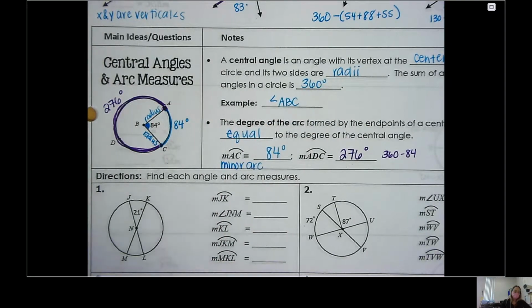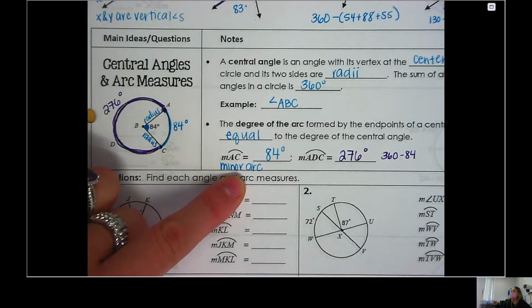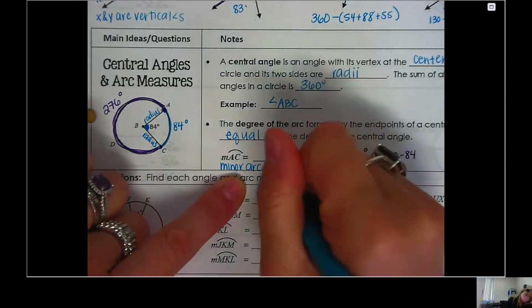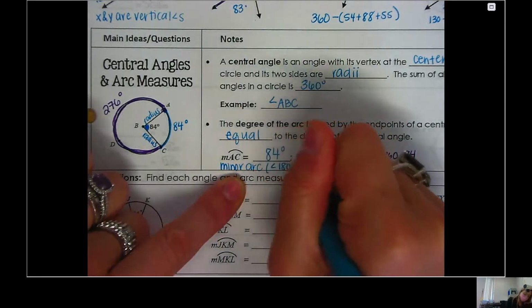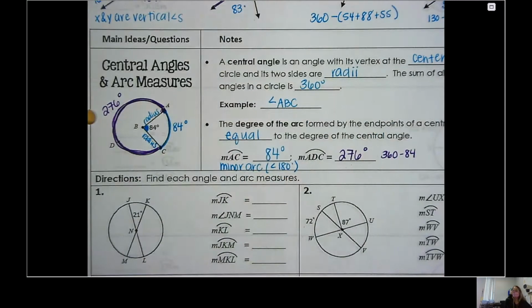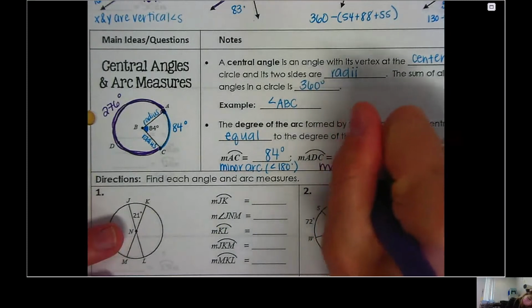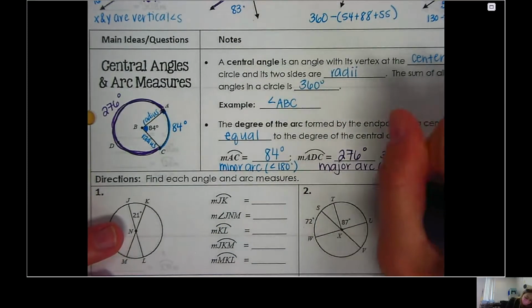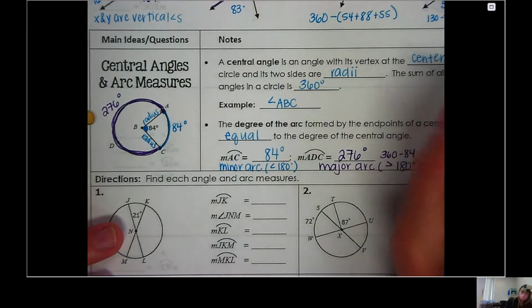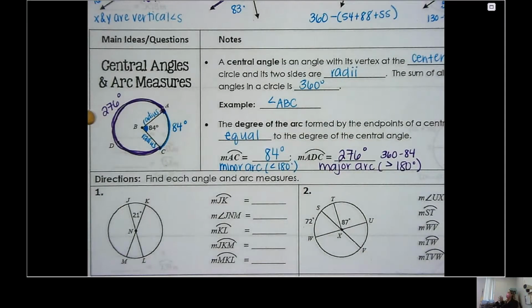So a minor arc is less than 180 degrees. And a major arc is greater than 180 degrees. Bigger than 180. And so if it's a minor arc, we use two letters to show that it's smaller. If it's a major arc, we use three letters to show that it's bigger. So it's an easy way to see which one is the smaller one, which one's the bigger one.